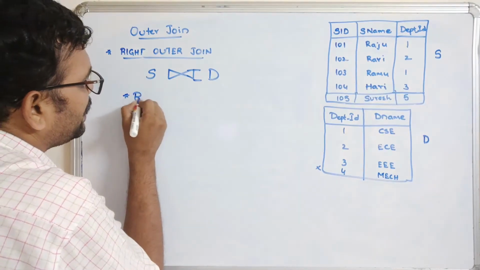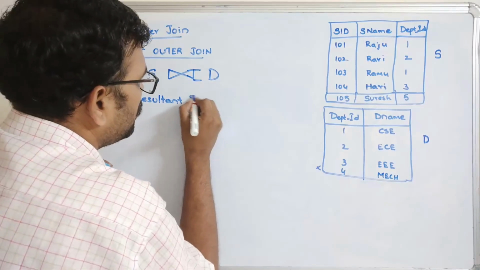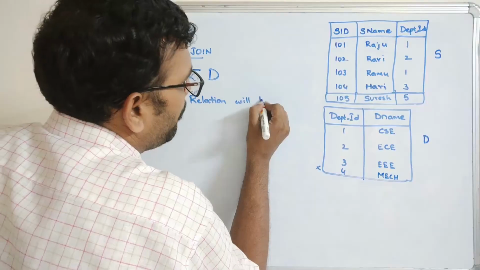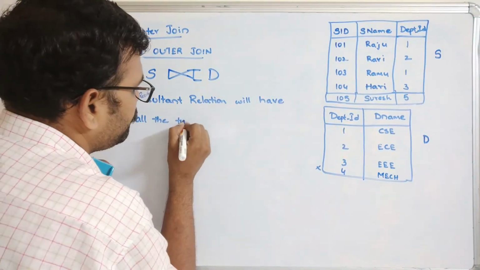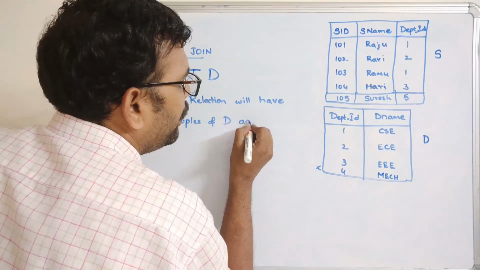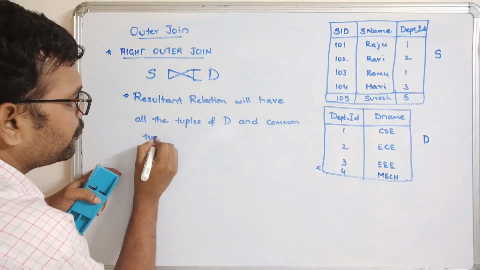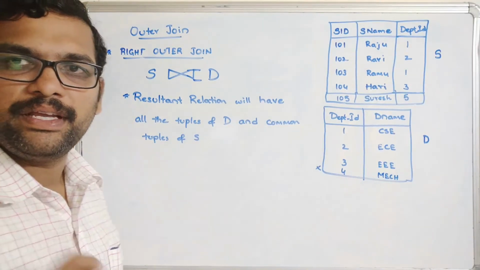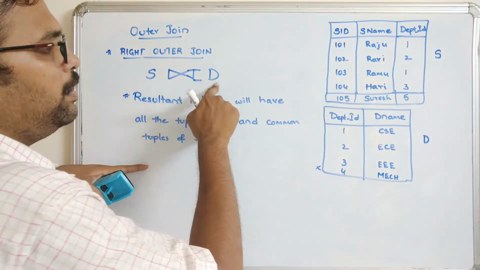So the resultant relation will have all the tuples of D and common tuples of S. So consider S right outer join D.